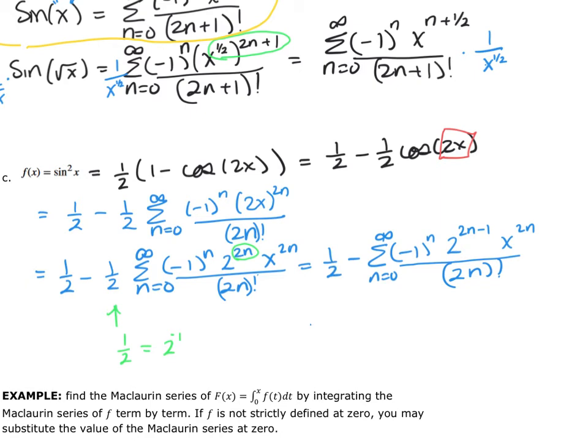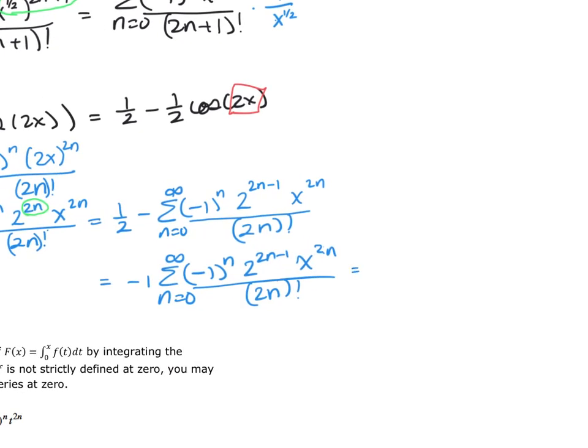So I can bring this in by saying this is equal to the -1, the summation of n equals 0 to infinity of -1 raised to the n, 2 raised to the 2n minus 1, x raised to the 2n, divided by 2n factorial. And I can bring that -1 in. So I can go one step further and say this is the same thing as, and I need to adjust because I started at 1 now.